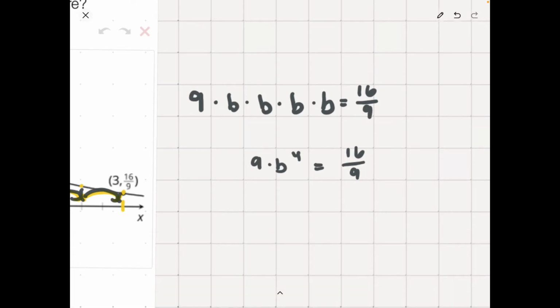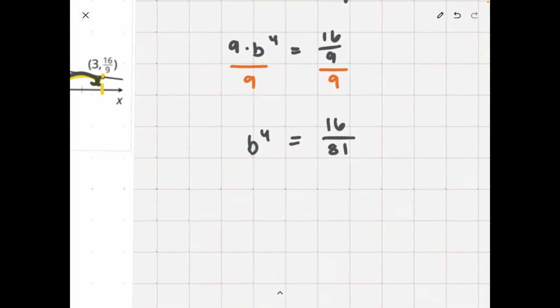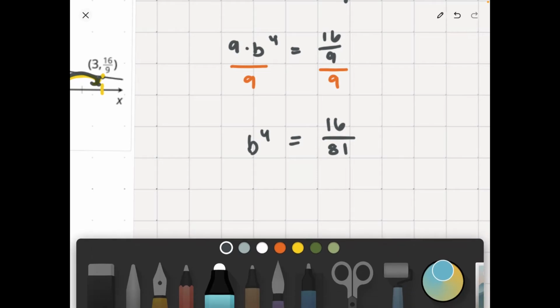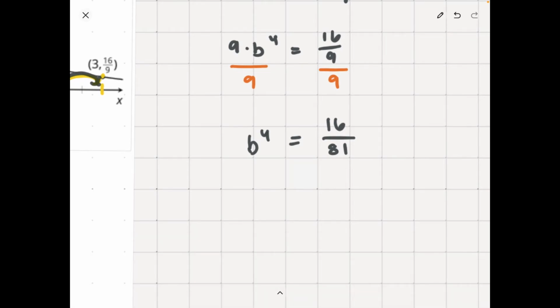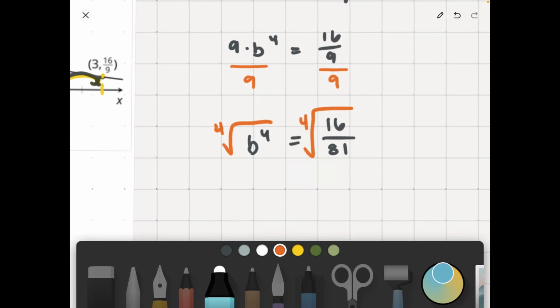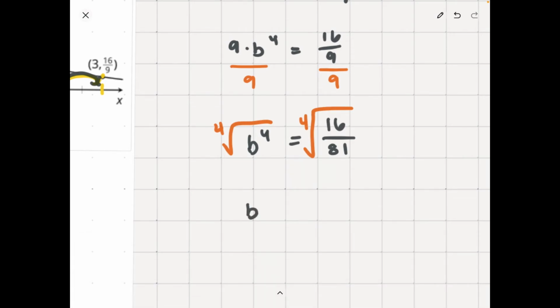And so to solve this, I'm going to divide both sides by 9. And so this will give me b to the 4th is equal to 16 over 81. And so I'm getting close. Now I want to undo raising it to the 4th power. The way that you do that is by doing the 4th root. So I'm taking the 4th root. And so I get b on the left side. And this is a little bit trickier on the right side.